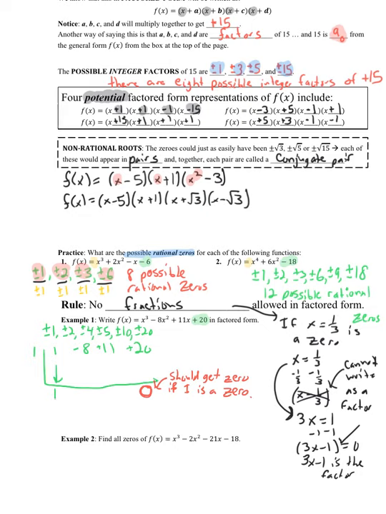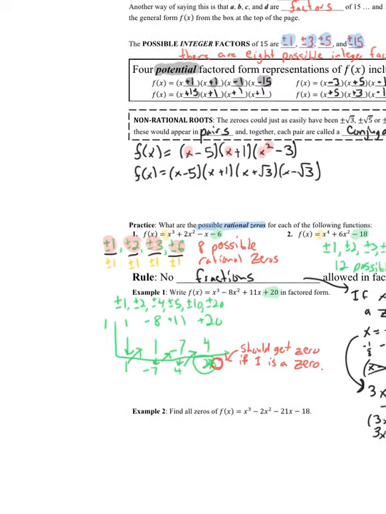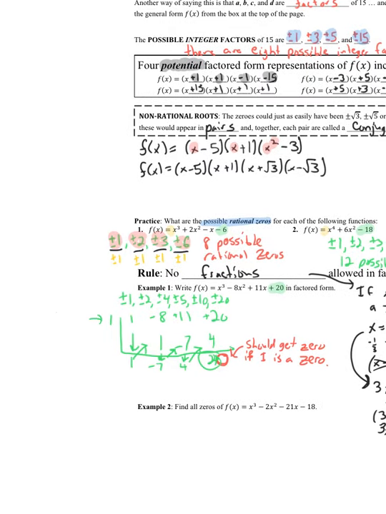So first I drop the 1 down. I do 1 times 1, and then I add the -8. I get -7. 11 minus 7 is 4. I end up getting a 24, not a 0. So positive 1 is not a 0 of this function. We just proved it.